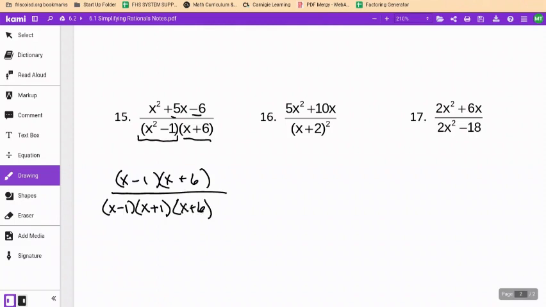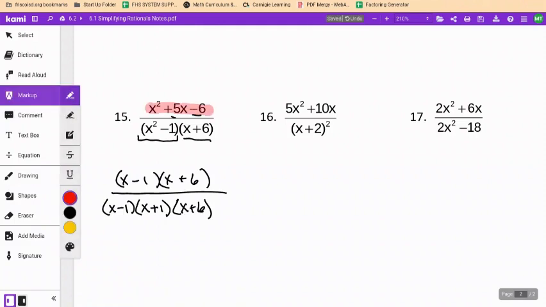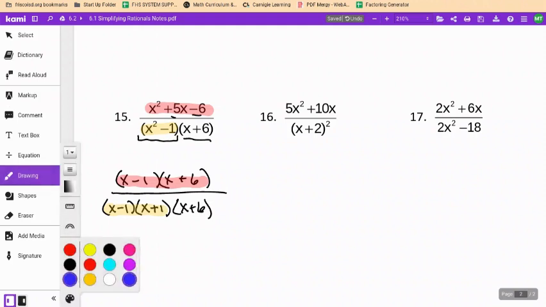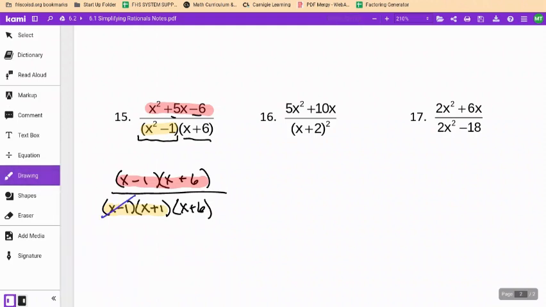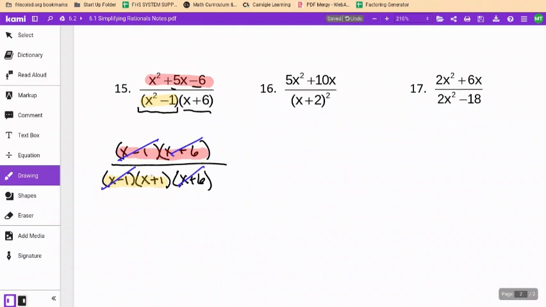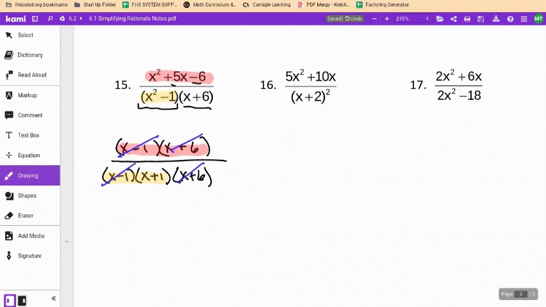Okay, so I factored the numerator into those 2 factors and the denominator, this part, into those 2 factors. Okay, and the x plus 6 just stayed the same. Once I factored everything completely, then now I can simplify. Okay, so I cancel out things that are the same, 1 in the numerator with 1 in the denominator, and I'm left with 1 over x plus 1 as my final simplified rational expression.